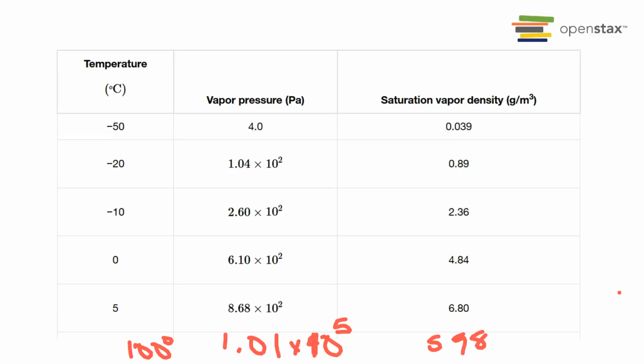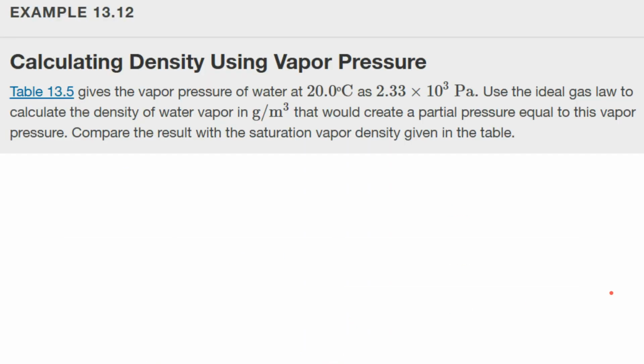So let's see how we use this information for this next question here. We're going to calculate the density using vapor pressure. So the table that I just showed you gives the vapor pressure for water at 20 degrees Celsius as 2.33 times 10 to the third Pascal. Use the ideal gas law to calculate the density of the water vapor in grams per meter cubed that would create a partial pressure equal to this vapor pressure, and then compare the results.